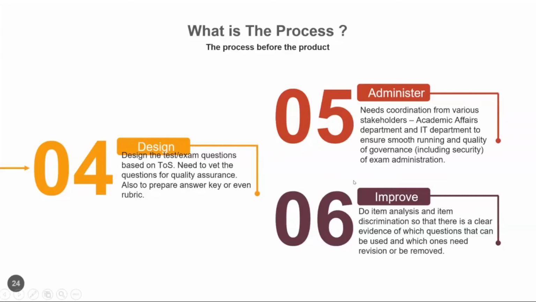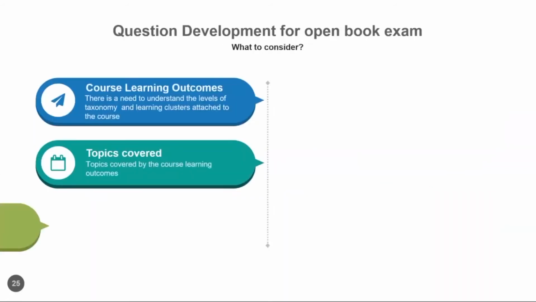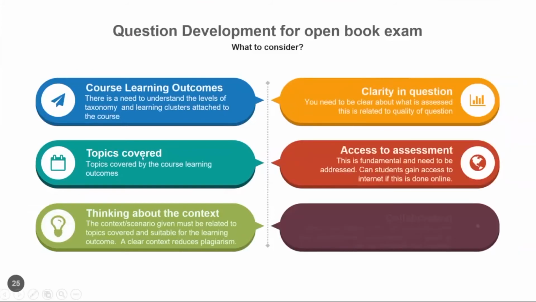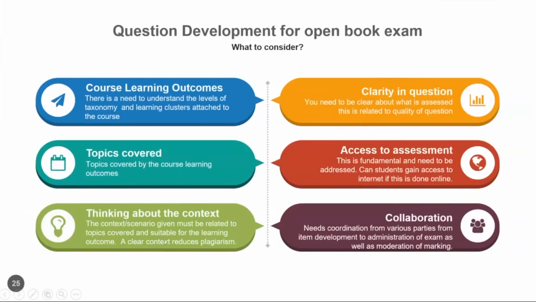So do not, for the longest time, give questions that you have never done any analysis on, because if that item is a bad item, until you retire, you will never know whether it was fair for your students, because of your negligence in doing item analysis and item discrimination. So again, what are the things that need to be considered? The course learning outcome, yes. Topics covered, thinking about the context, the clarity in questions, access to assessment.